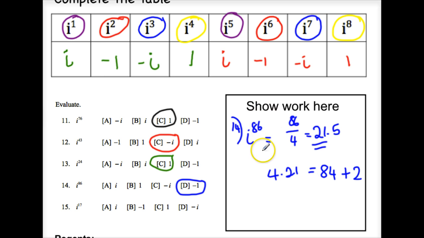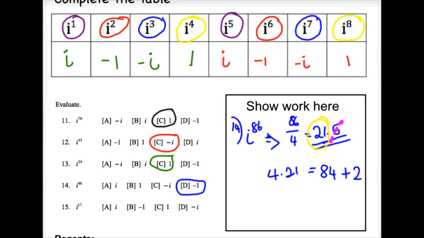Again, I'm going to explain this again. i to the 86th. What you want to do is take this exponent divided by 4. This is what you get on the calculator. This is done on calculator that I underline here. You want to take the whole number. Forget about the 5. I don't care about that 5. Forget about it.